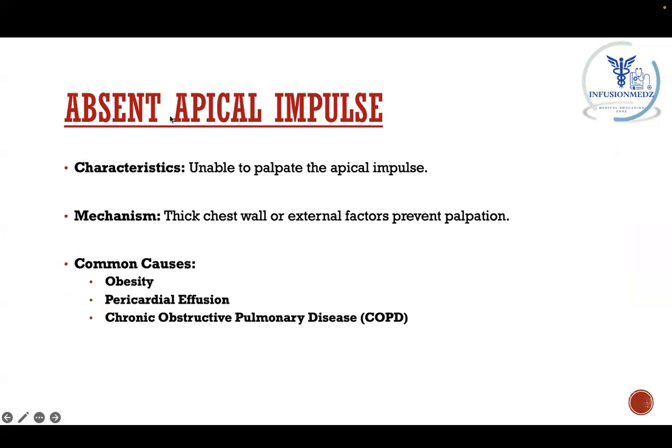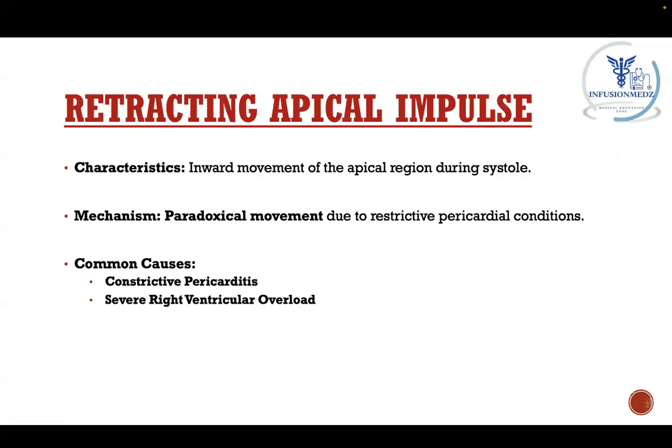The next type is the absent apical impulse. It is seen where the apical impulse is not felt. This is usually seen in patients who are obese, because of the fat, the apical impulse is not felt. If there is a massive pericardial effusion across the heart, then also it will not be felt. In COPD, because of air trapping, the apex may not be very visible.